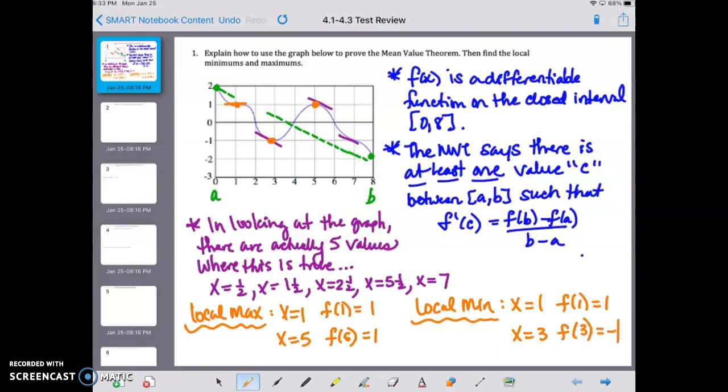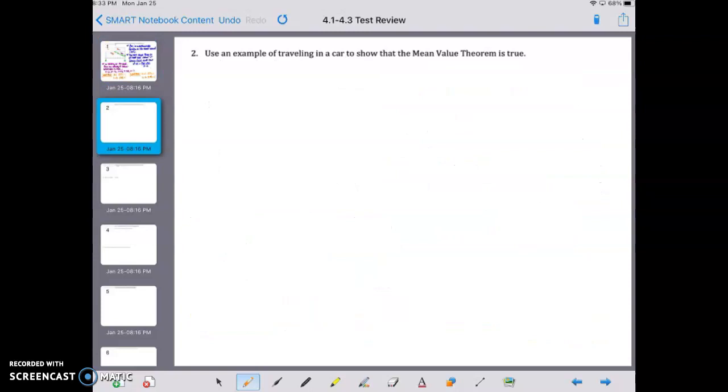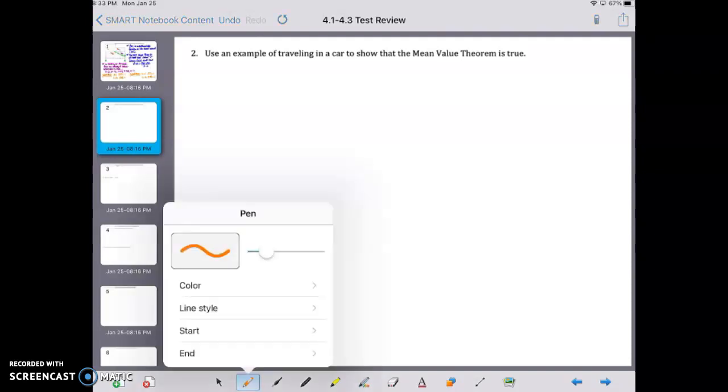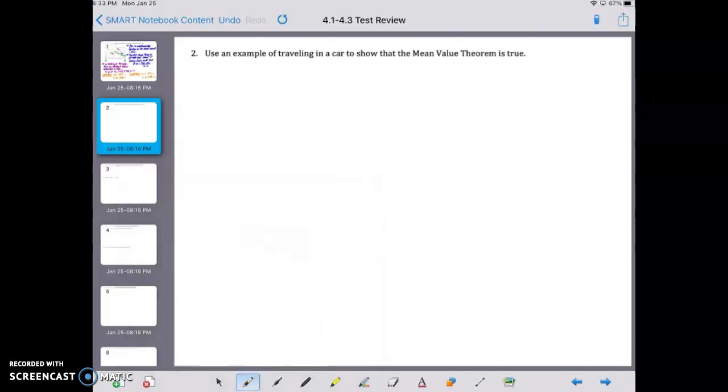Okay, so that is problem number 1. Now taking a look at problem number 2, also about the mean value theorem. It says, use an example of traveling in a car to show that the mean value theorem is true. Basically, in problem number 1 we were given a graph, and in problem number 2 we are expected to create a graph. So let's draw a picture of what driving in a car might look like.